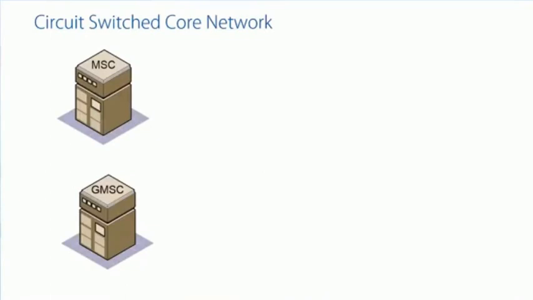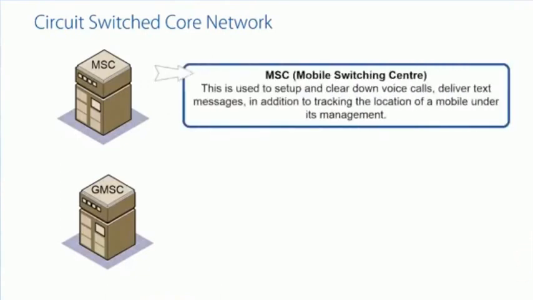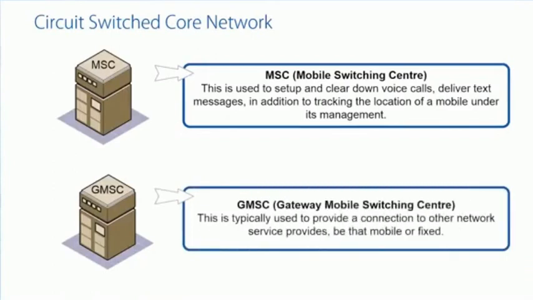However, it's not uncommon to see both of these functions combined within the same piece of physical architecture. Now, the MSC is responsible for setting up and clearing down telephone calls, sending text messages, etc. But it will also deal with mobility management, tracking the mobile as it moves around the network. The Gateway MSC provides our form of ingress and egress out of the network. It enables us to call other mobiles or telephones on either mobile or fixed networks.